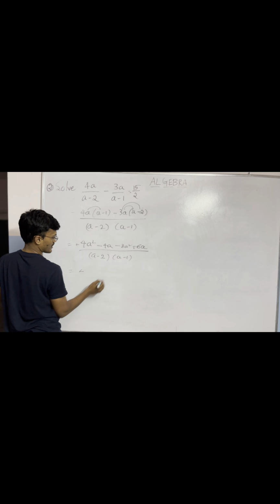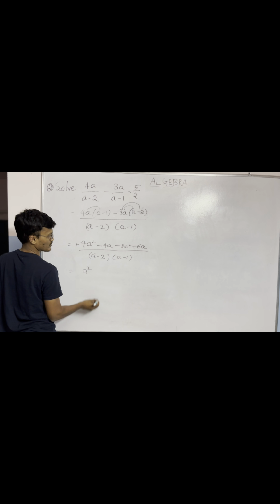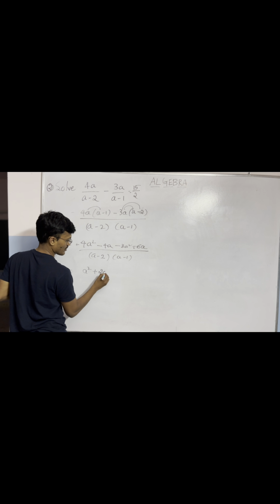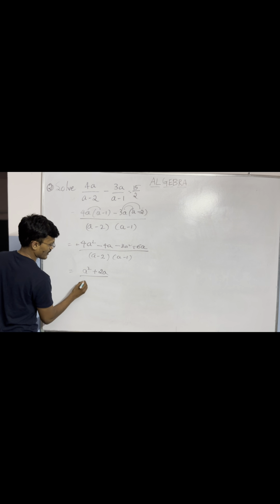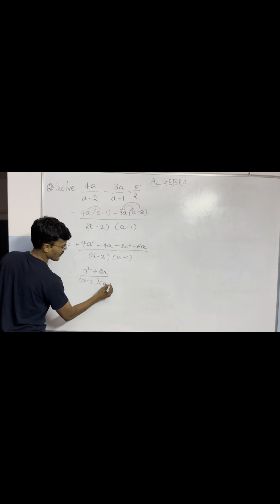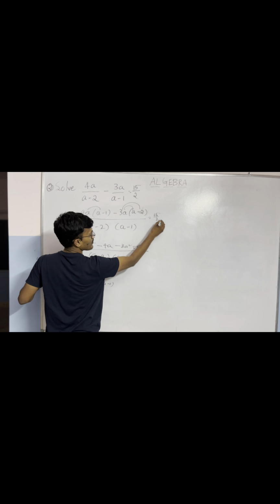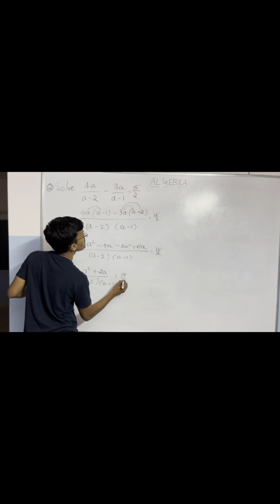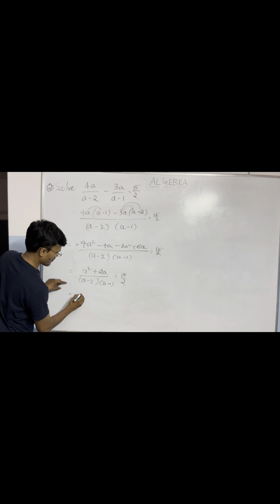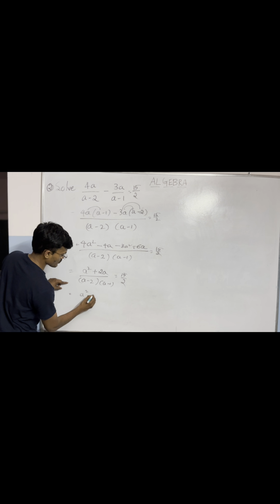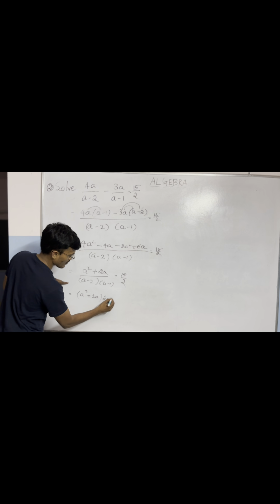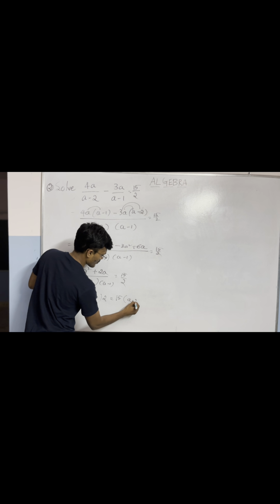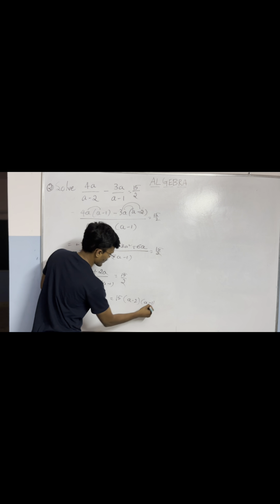So 4a square minus 3a square is a square, and minus 4a plus 6a is plus 2a. So we get a square plus 2a over a minus 2 into a minus 1, equal to 15 by 2. Now let's cross multiply: a square plus 2a into 2 on one side, and 15 into a minus 2 into a minus 1 on the other.